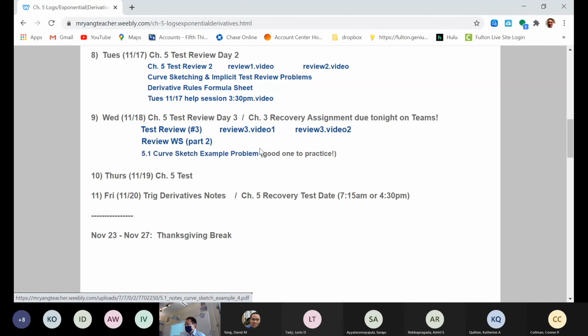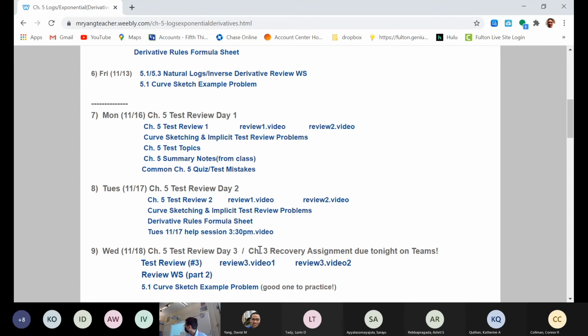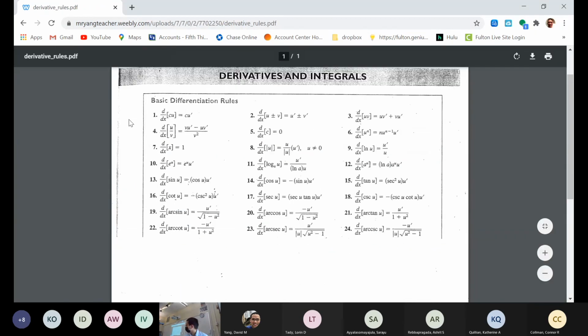On this, if you look through Friday, Monday, and Tuesday, I think there are some good links for you guys to have. Ones you want to maybe print out or have available in front of you as you're taking the test. One is the derivative rules here. I haven't used all the rules, but this is organized so that 1 through 12, these are the rules that we've been using.